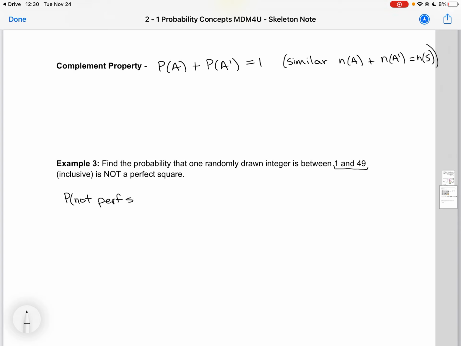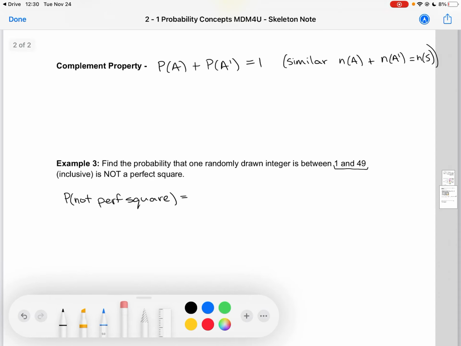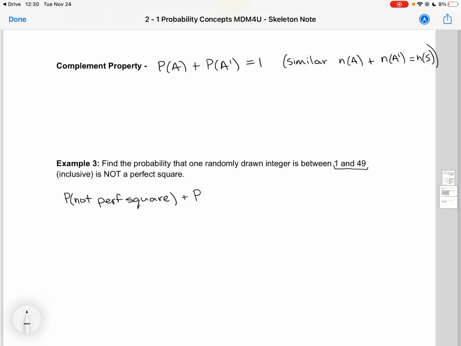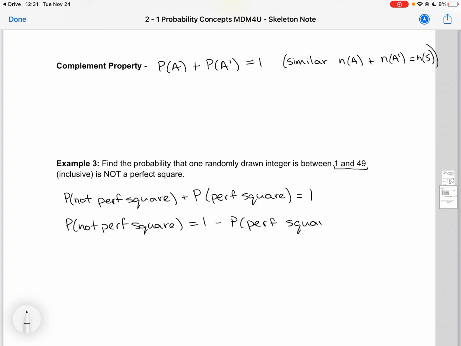So we know that there are lots of numbers that are not perfect squares, so it's going to be easier to count the number of items that are perfect squares in that range. Because of the complement probability, I know that the numbers that are not perfect squares plus the numbers that are perfect squares has to add up to 1. So I'll leave my not perfect squares here. And I'm going to move my probability that it is a perfect square over onto the other side, just using algebra. And then I'm going to figure out the probability that the number is a perfect square.